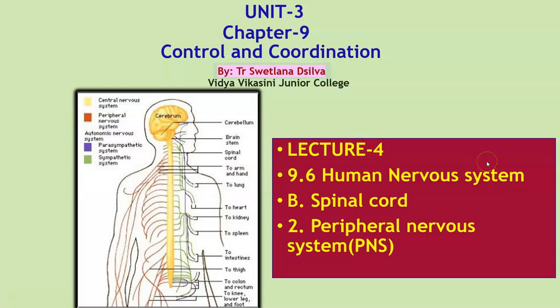Hello students, I am teacher Svetlana and in today's lecture we will learn about the human nervous system, which includes the spinal cord and the peripheral nervous system, which is also called PNS, which is covered in the chapter Control and Coordination. So let's begin.